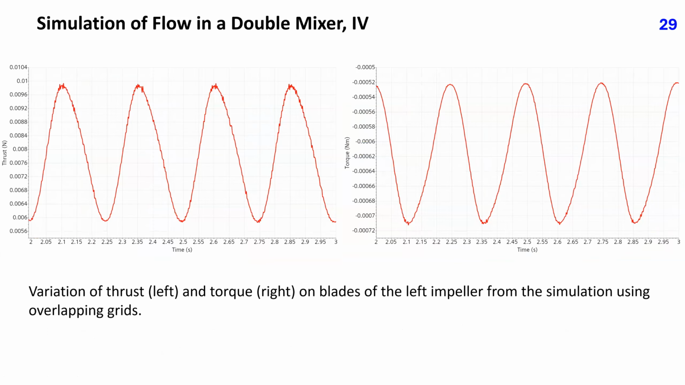These plots show the variation of thrust, the left figure, and torque, the right figure, on blades of the left impeller from the simulation using overlapping grids. Both quantities vary in a wider range and have lower mean values than in the case of a mixer with a single impeller. See slides 29 and 30 in lecture 26 for a direct comparison.